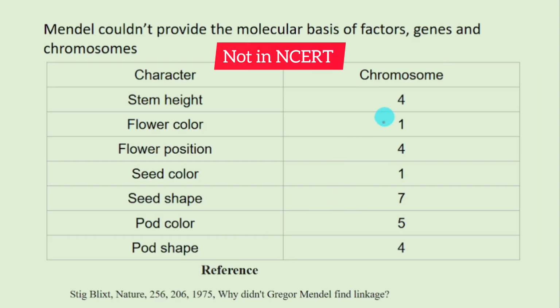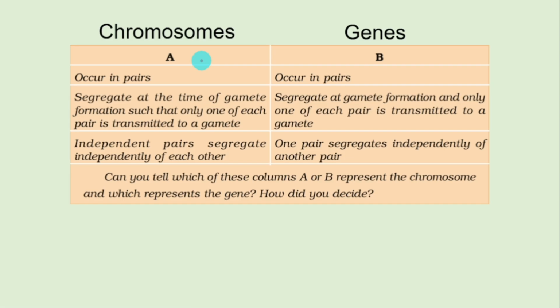See, later this work was done and all the genes were assigned to chromosomes, the 7 different characters which Mendel studied. So if you compare chromosomes and genes, both occur in pair, both segregate at the time of gamete formation. Independent pairs segregate independently of each other. So the same description goes for genes and chromosome.